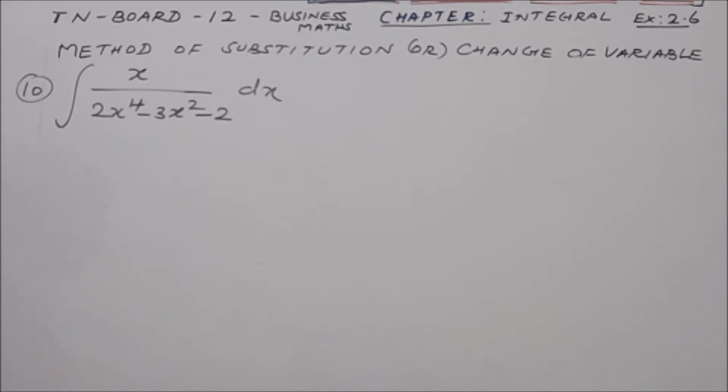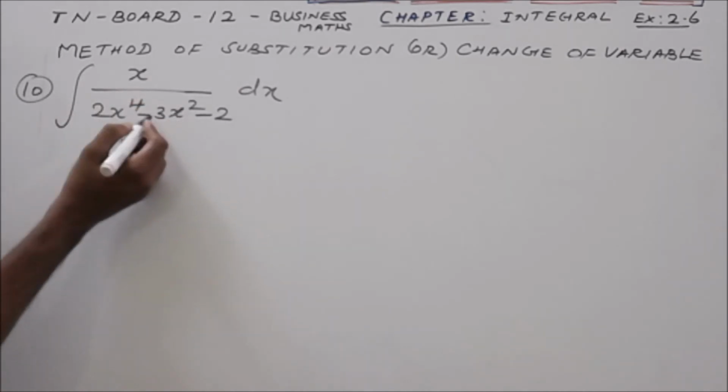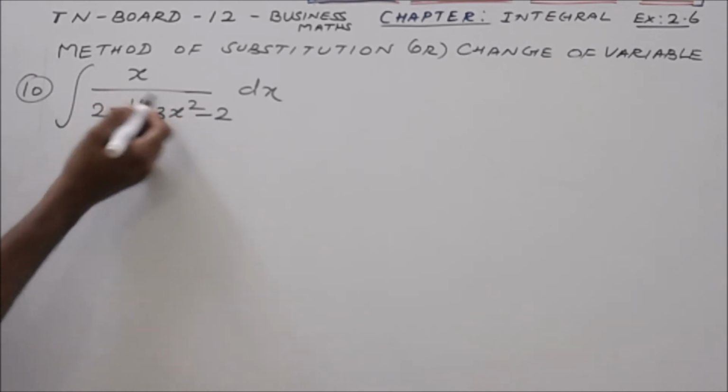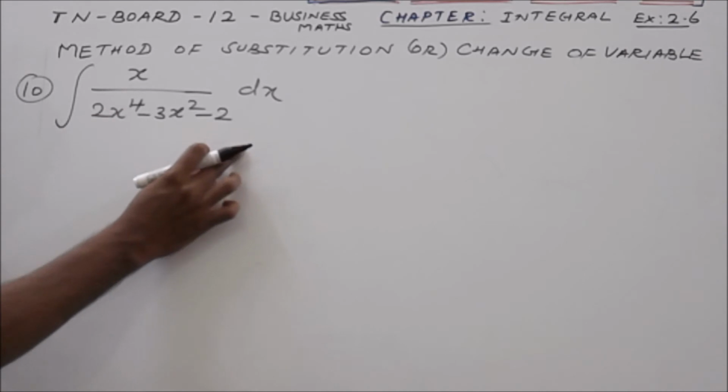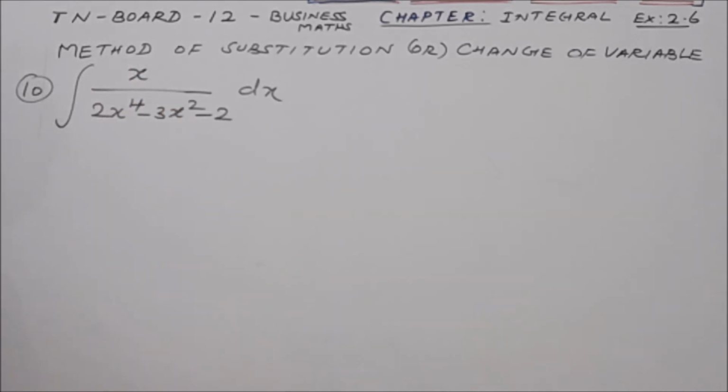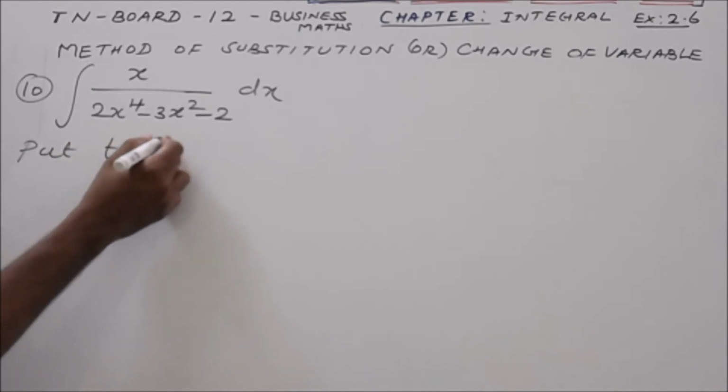Here initially we should give some substitution for this, because it is not a quadratic function, it is a 4th degree polynomial. It is not possible to directly factorize. So substitute here x square equal to t, then x square whole square equal to t square. So the denominator becomes 2t square minus 3t minus 2. Then it will turn into a quadratic. For that purpose I am substituting here. Put t equal to x square in it.